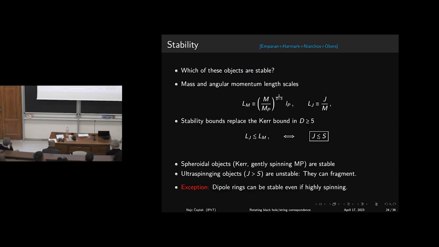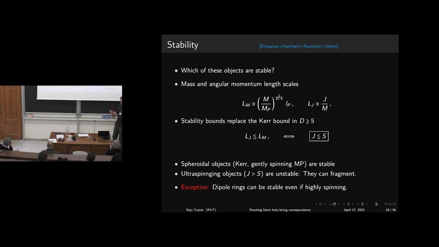Important for us is which objects are stable. Essentially, the upshot of this is that objects which are relatively round are stable. So the bound that is going to be important for us is that whenever J is approximately less than or equal to the entropy, which is actually what happens for the Kerr bound as well, all of these objects are stable.